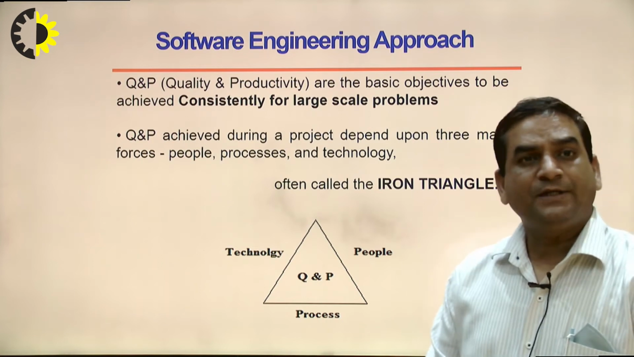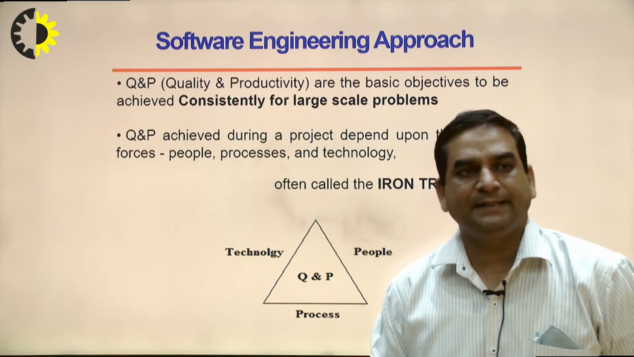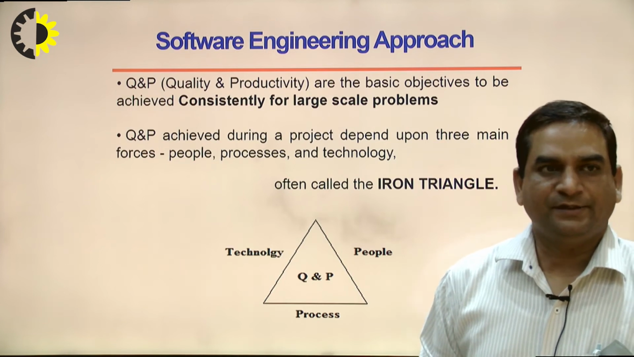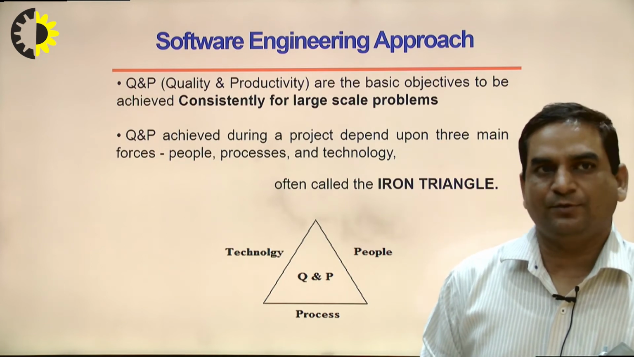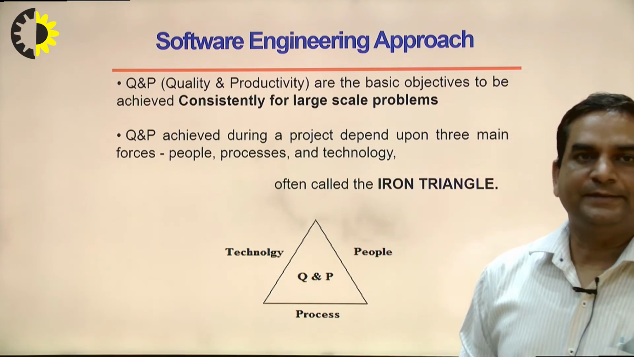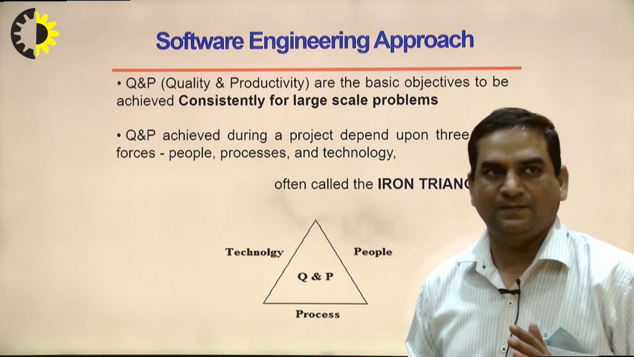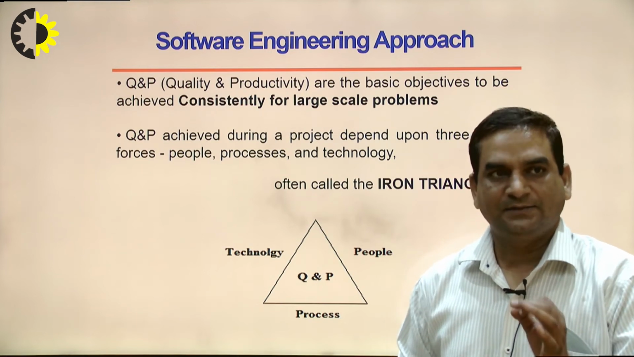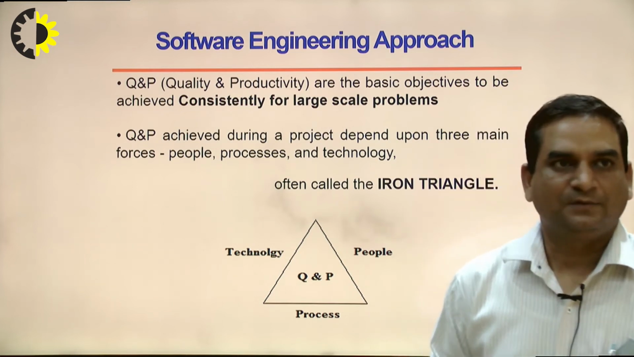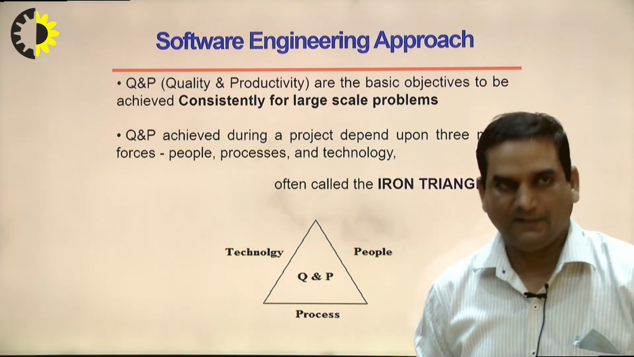Now what is the software engineering approach? The software engineering approach basically deals with these three things: quality and productivity, technology, people and process. This is called the iron triangle. Quality and productivity achieved during a project depend upon three main forces, and these three main forces are technology, people and process. That is why we say it is the iron triangle.